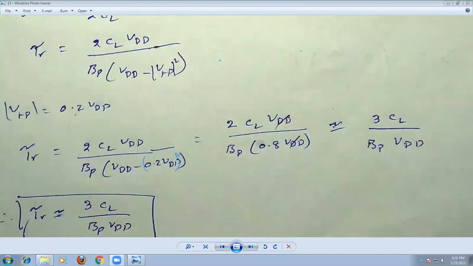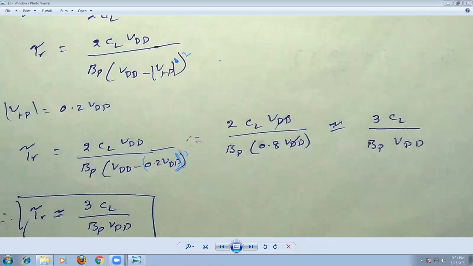Substituting 0.2 times the value of VDD in this equation, we get TR equals 2 into CL into VDD divided by beta P into (VDD minus 0.2 times the value of VDD) whole square, VDD, and this value is whole square here. Okay, so this is the total value.